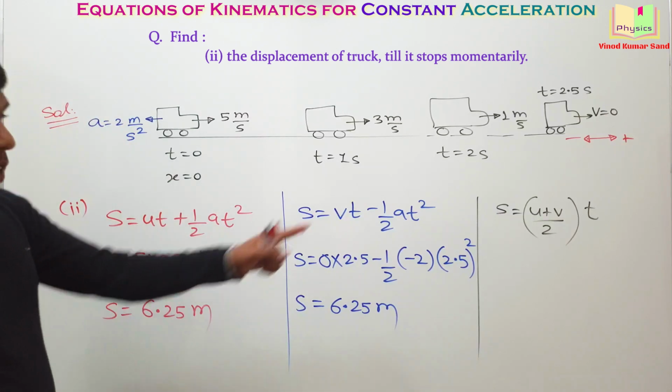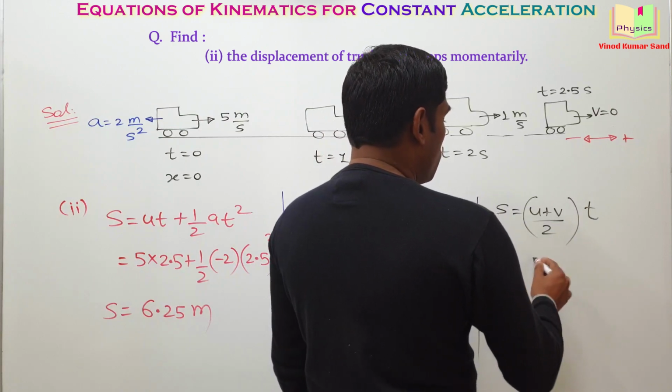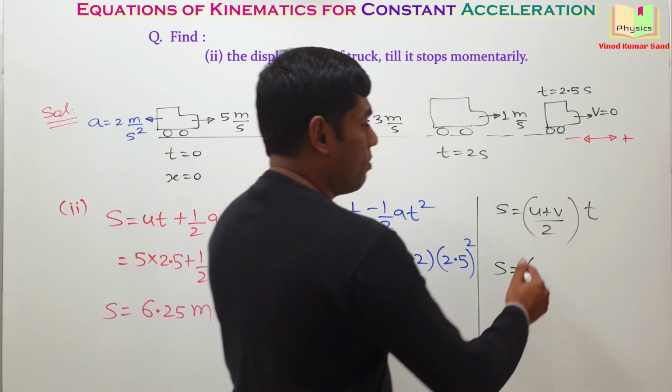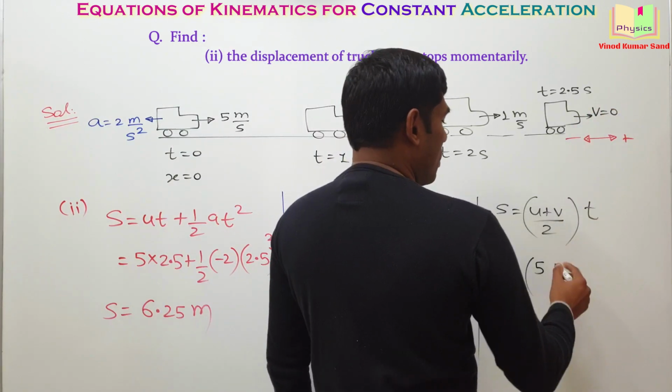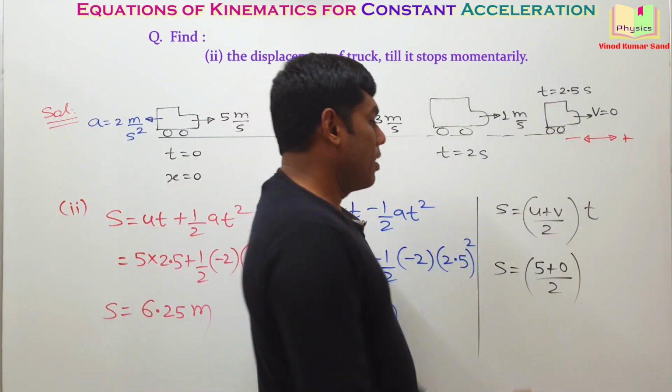Done. Okay, using the last format, s is equal to (u plus v) by 2 into t. U is available to us, 5. V is 0, by 2, and time is 2.5.